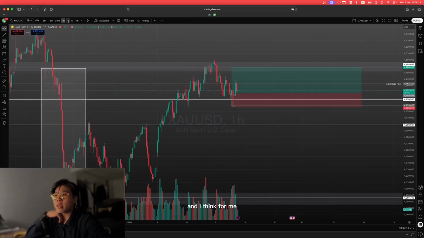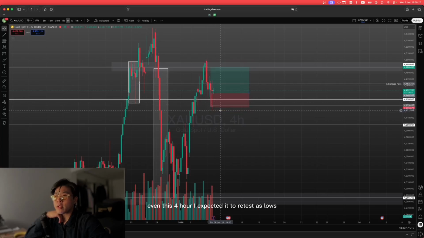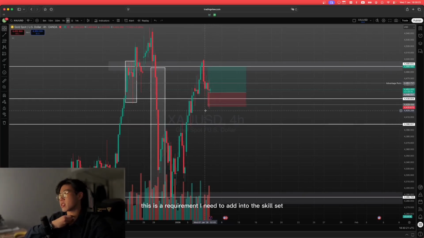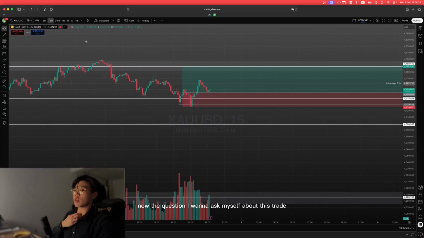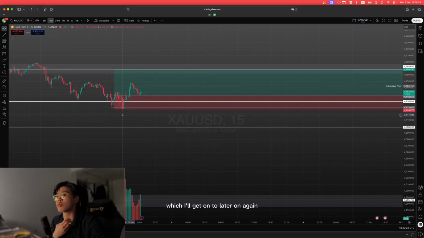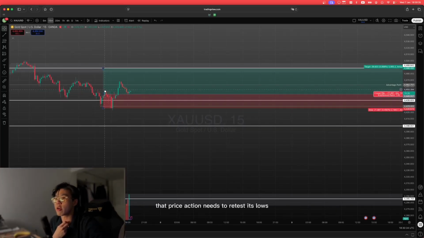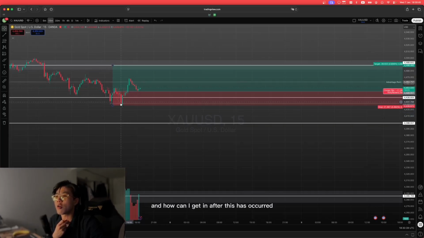And I think for me, even this 4 hour, I expected it to retest its lows. I didn't expect it to break this much. This is a requirement I need to add into the skill set, add into validation, add into requirements. Now, the question I want to ask myself about this trade, which I'll touch on in more detail later, is, well, how do I know that price action needs to retest its lows before starting to push up? And how can I get in after this has occurred? Or how can I account for this amount of drawdown?